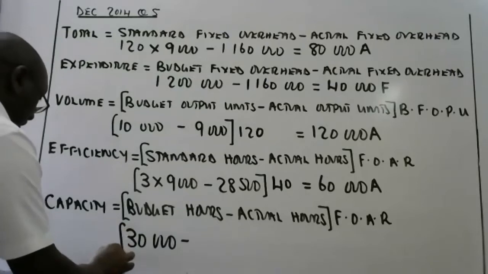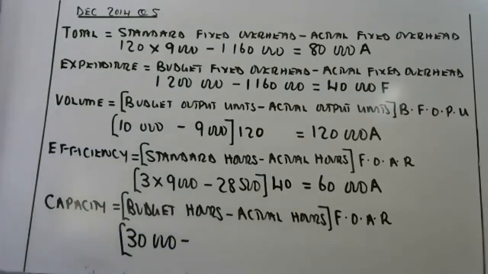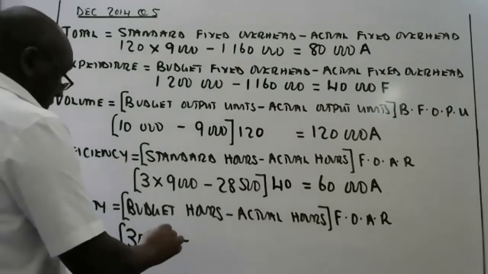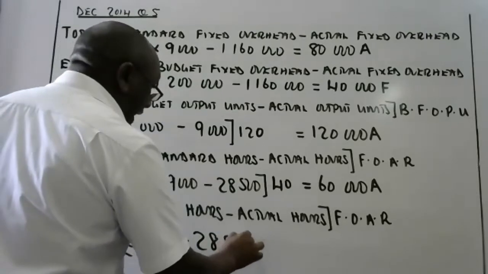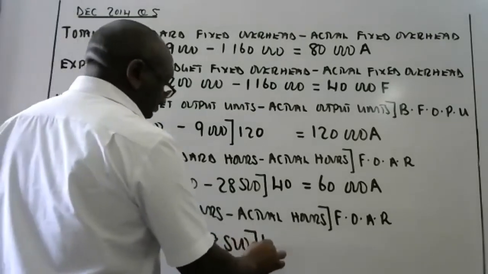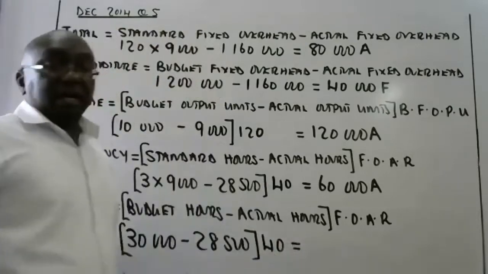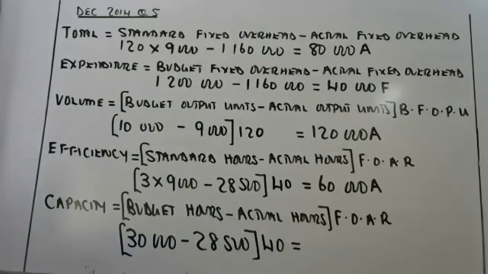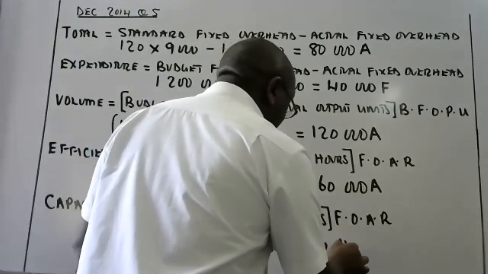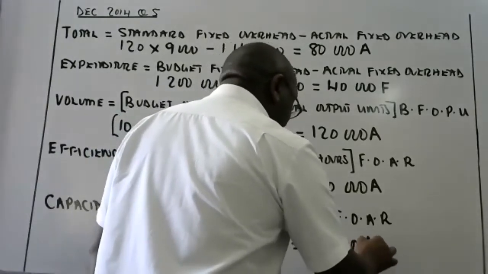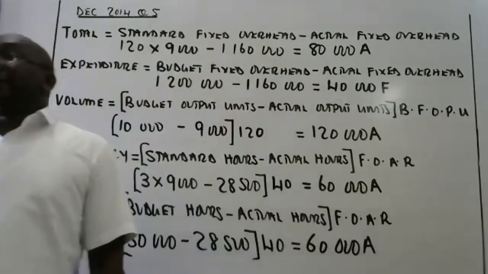And then the units took how many hours? The actual hours, these are 28,500, and the OAR is 40. $60,000. Favorable or adverse? Adverse.